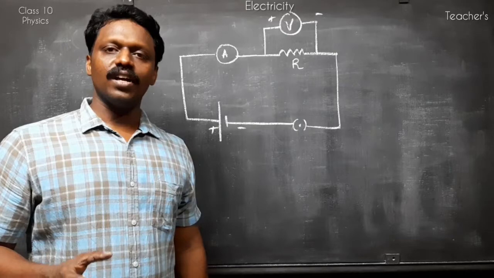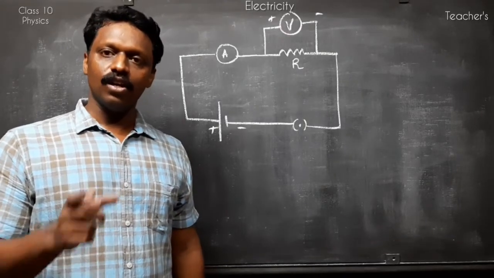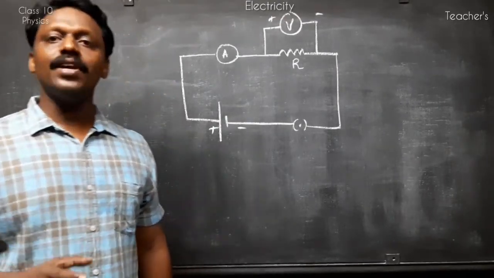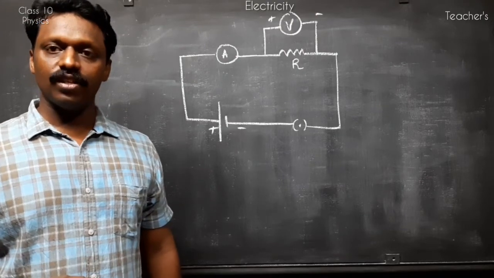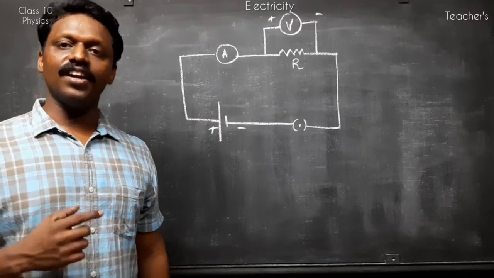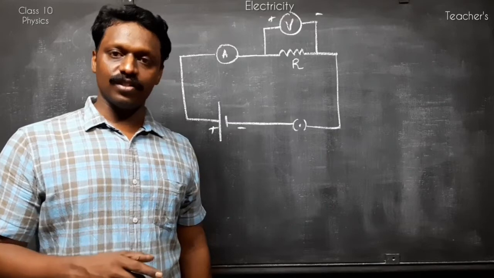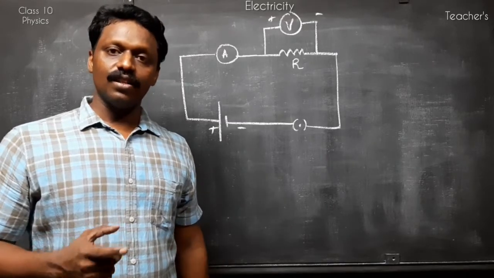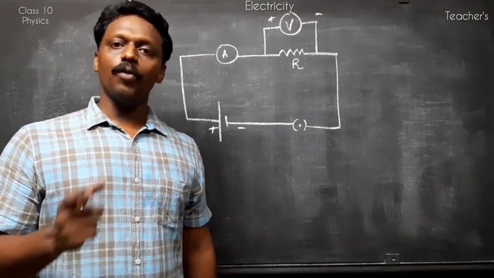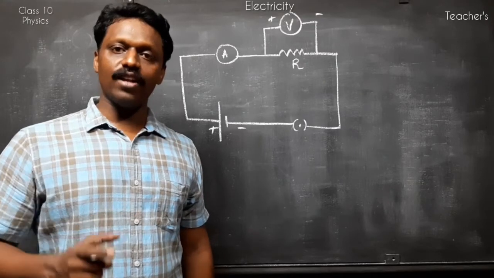In this circuit, a resistor R has been connected to the two terminals of a cell through a switch, which is a plug key here. An ammeter has been put in series with the resistor R. This is to measure the current in the circuit. A voltmeter has been connected across the ends of the resistor R, that is, the voltmeter is connected in parallel with the resistor. This voltmeter is to measure potential difference or voltage across the ends of the resistor R.